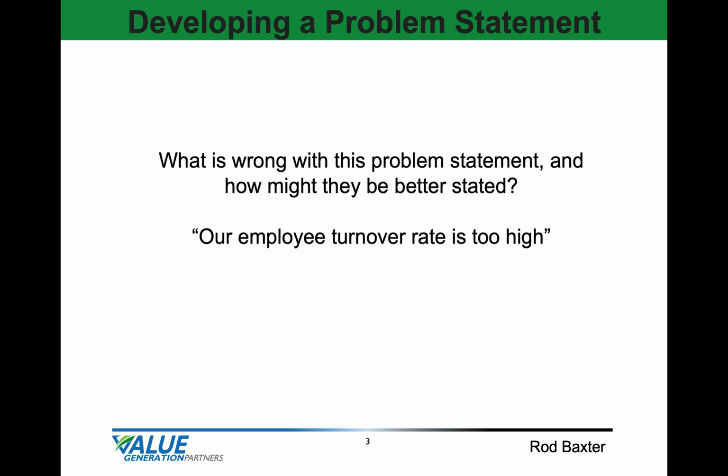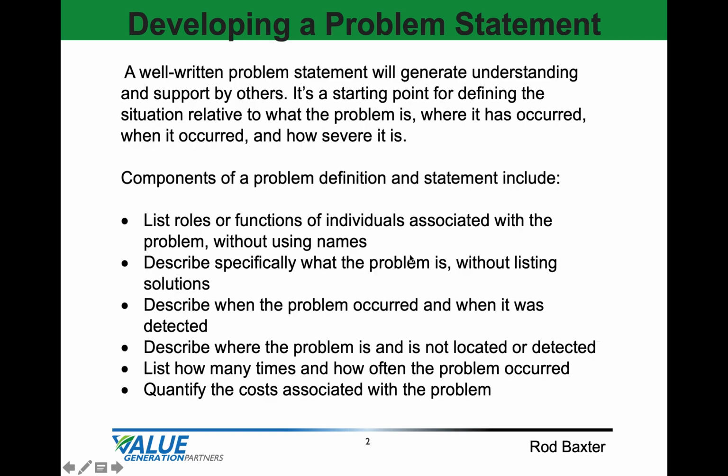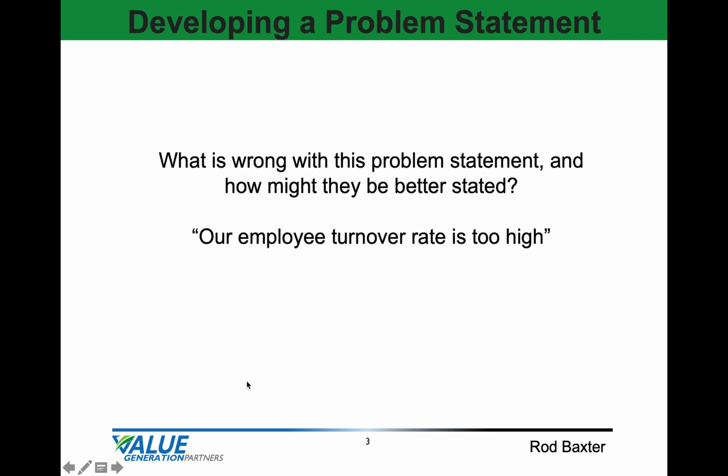So let's look at this problem statement. What's wrong with it and how might it be better stated? Our employee turnover rate is too high. If I went back to this list and said, did we list roles or functions associated with the problem? Did we describe specifically what the problem is, when it occurred, where it is located, and so on? Does this problem statement really meet that definition of a problem statement? I have to say no.